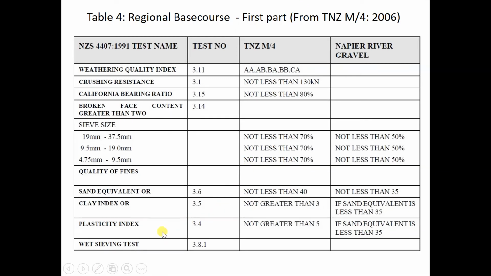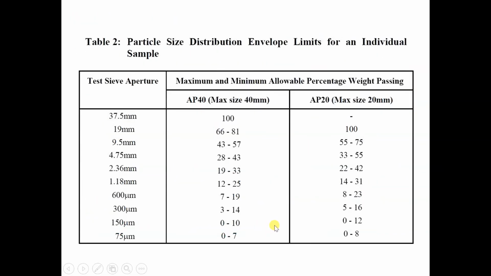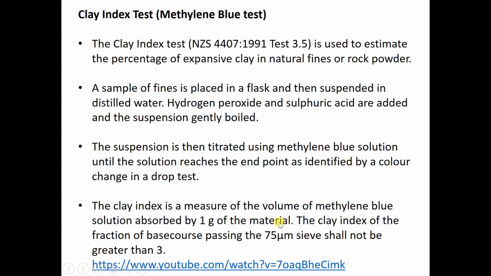So the plasticity index should not be greater than 5 in your test. If the aggregates exhibit a plasticity index of more than 5, or 10, we should probably reject the aggregates. Same thing for the clay index. If it's greater than 3, it probably should not be accepted. It's checking the amount of clay inside the aggregate. If it's too much, then it should be rejected. If you get something like 3, 4, maybe it's okay.